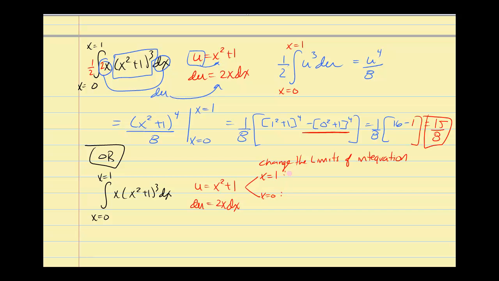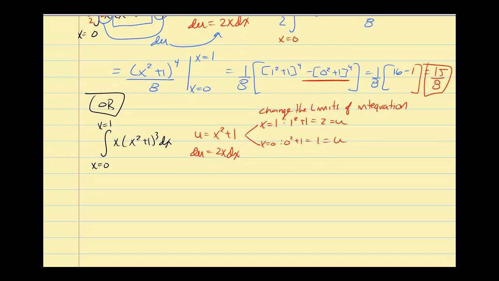So what I do is I plug 1 in to my substitution. So if I plug 1 in, I get 1 squared plus 1 back out. If I plug 0 in, I get 0 squared plus 1 back out. It would be 1 squared plus 1, which is 2. So that's equal to my value of u for my upper limit of integration. If I plug in 0, I get 0 squared plus 1, which is 1, which is my lower limit of integration.